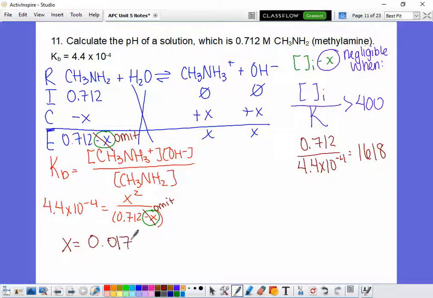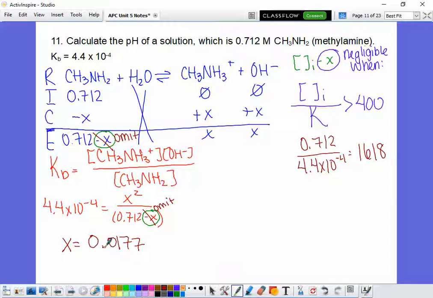I got 0.0177. Yep, practically the same thing. I'm basing my sig figs off of my initial concentration, not the K value, because the K value is a constant, so we can ignore its sig figs. All we really care about is the initial concentration. Now, are we done with the problem?